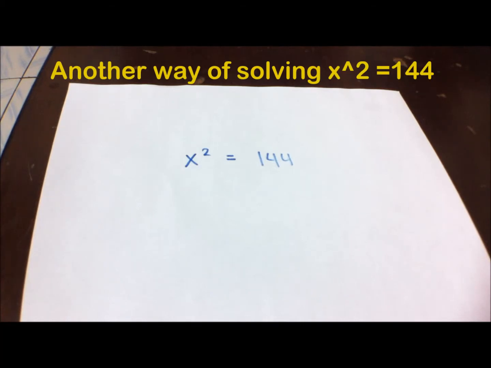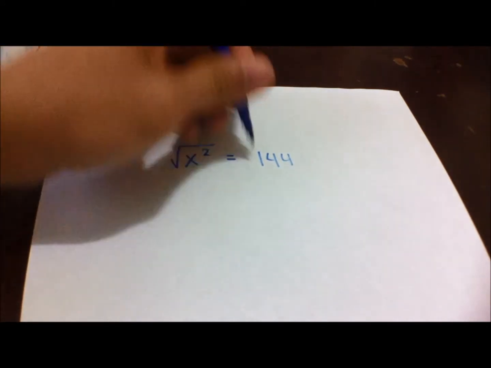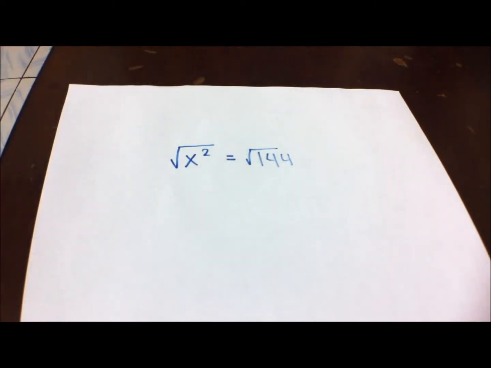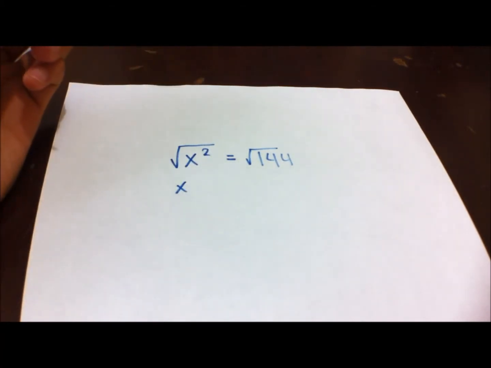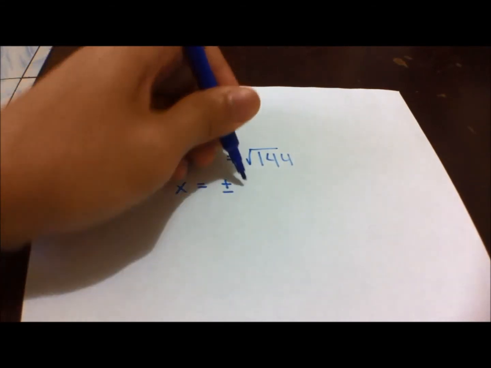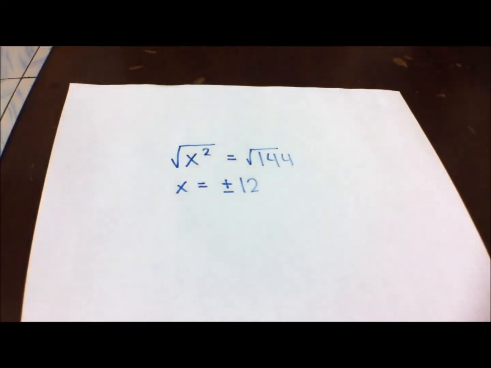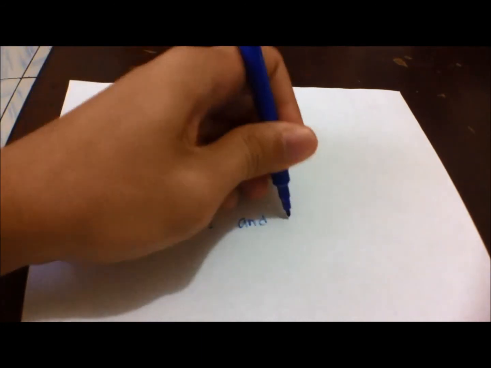Another way of doing this quadratic equation, instead of factoring it out, is to apply the square root on both sides of the equation. So the square root of x squared is x, since x times x is x squared, and the square root of 144 is equal to plus or minus 12. Why is there a symbol of plus or minus 12? That is a shortcut. Instead of writing x equals negative 12 and x equals 12.